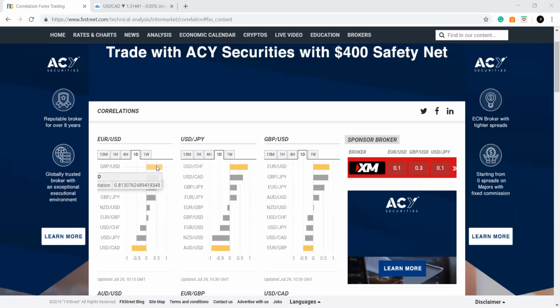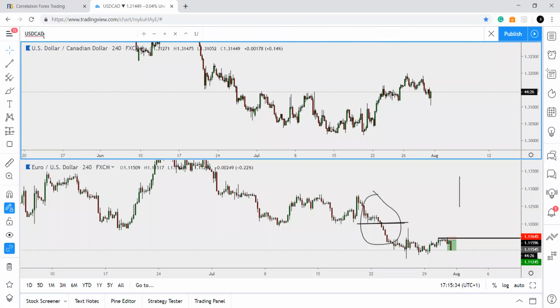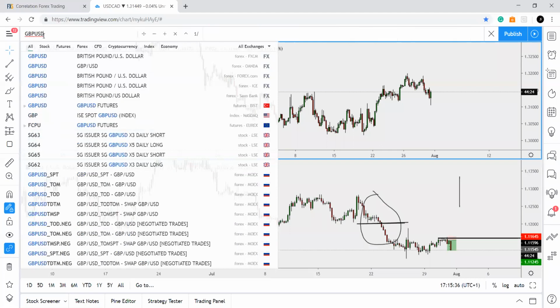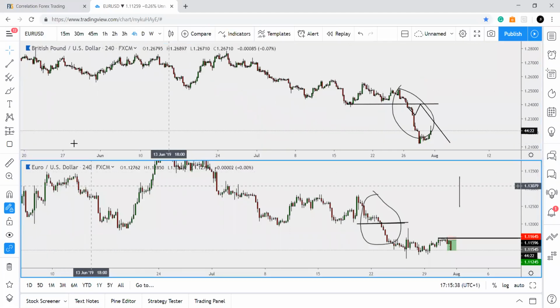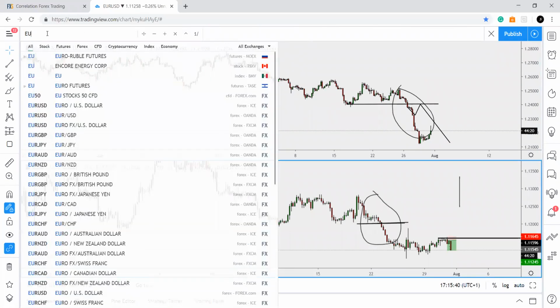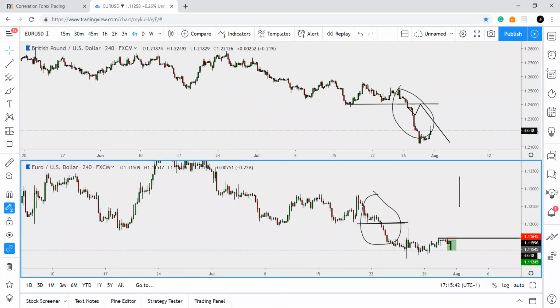Now, just as an example, say you decide that you want to sell Pound USD, okay? You can go over to Pound USD and select the daily chart and see, right, the correlation between Pound USD and Euro USD is 81%. Let's see what's happening. So we'll go over here. We'll do Pound USD up here, and we'll do Euro USD down here.